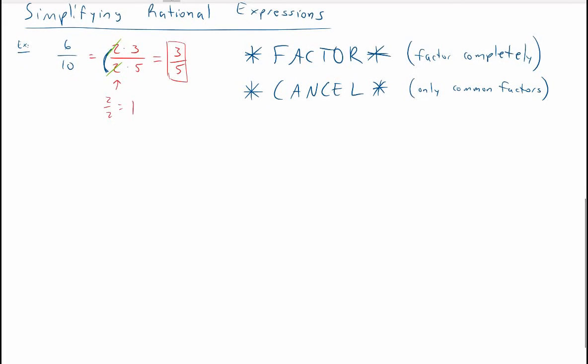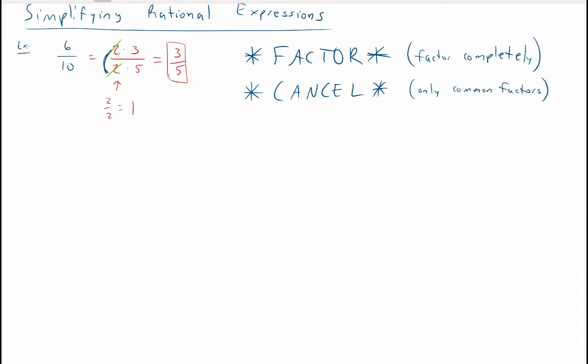Remember, this is why we spent time emphasizing the difference between a factor and a term. Factors are the things that are being multiplied. Terms are the things being added. So you can't cancel something that's attached to a plus sign, only things that are attached to multiplication signs. So 2 steps to simplifying a rational expression. Factor, cancel. Okay, really important.